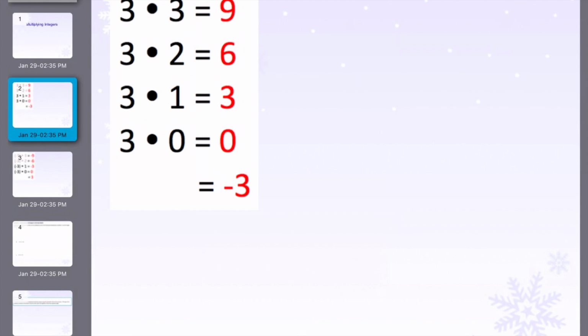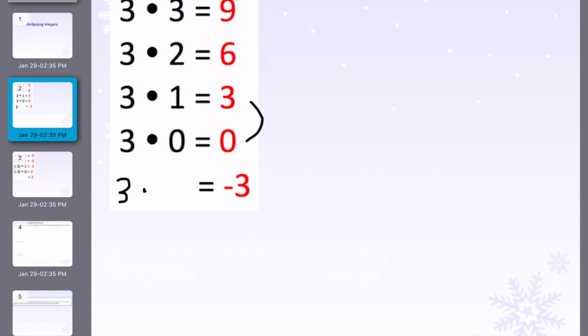I'm trying to use my sense of pattern recognition in order to help figure this out. So I know that 3 times 3 equals 9, 3 times 2 equals 6, 3 times 1 equals 3, and 3 times 0 equals 0. I'm probably going to need something with a 3 here times another number that's going to give me negative 3. I know that multiplication is the same thing as repeated addition.